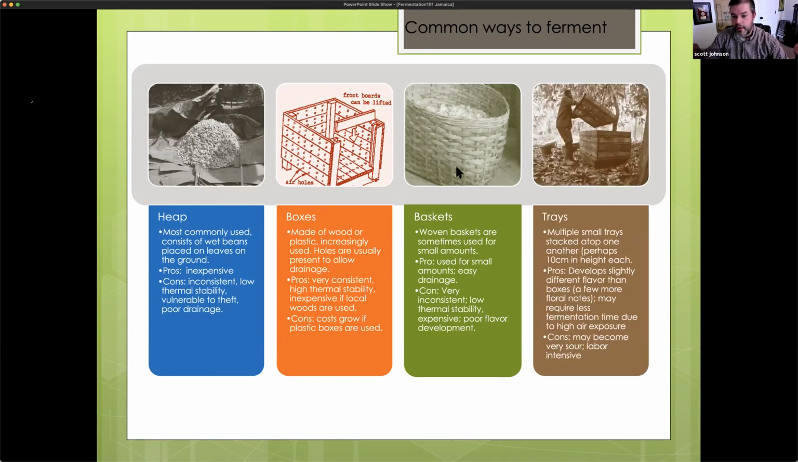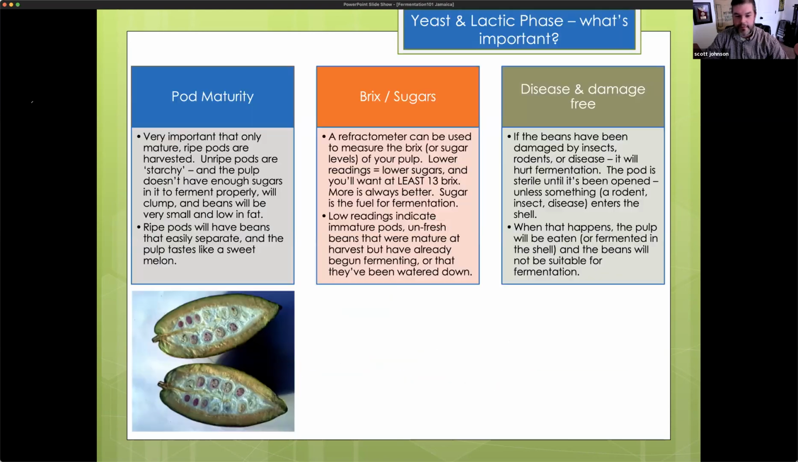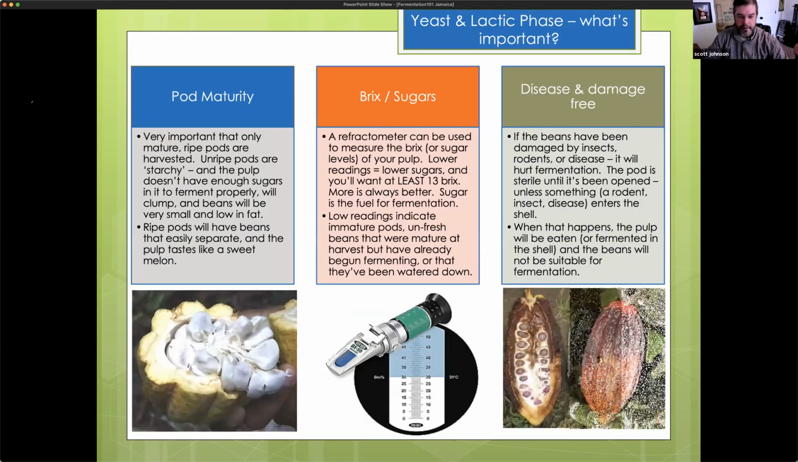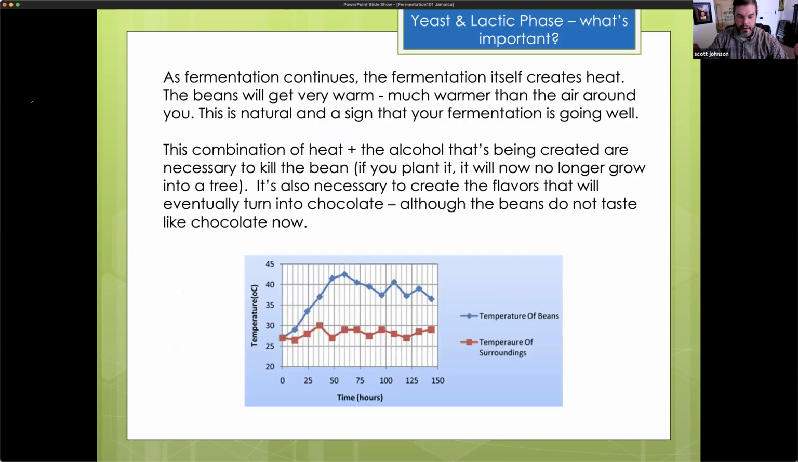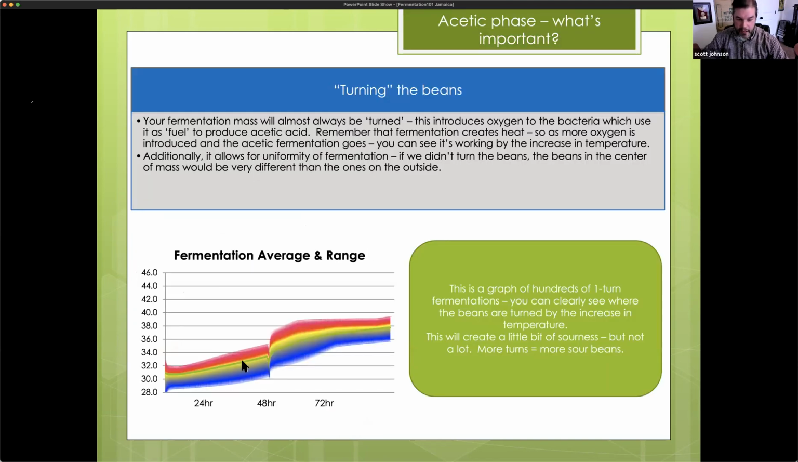The reason that we don't like to do that is because you're not going to be able to regulate your temperatures here.